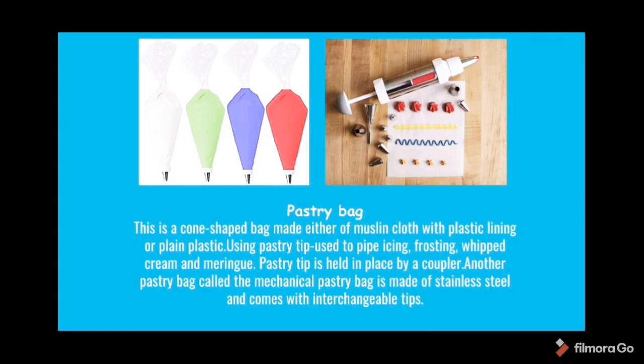The pastry bag. This is a cone-shaped bag with either a muslin cloth or plastic lining or plain plastic. Using a pastry tip, it is used to pipe icing, frosting, whipping cream, and meringue. The pastry tip is held in place by a coupler. Another pastry bag, called the mechanical pastry bag, is made of stainless steel and comes with interchangeable tips.